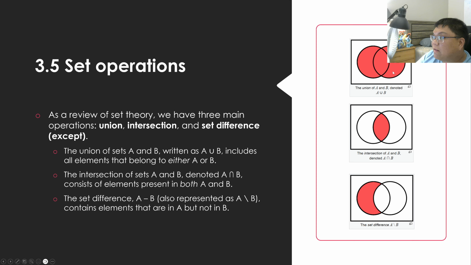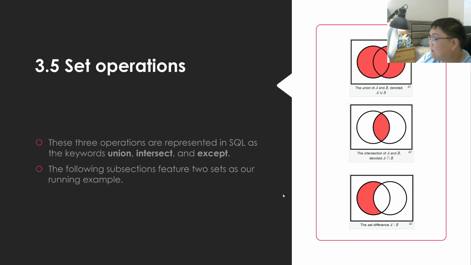Basically, you're talking about the collection of things that would fall under either set A or B. Intersect is the collection of things that fall under sets A and B. And the set difference, A minus B, or also denoted as A backslash B, those are the things that are contained in A but not B. And they all correspond to three keywords in SQL: union, intersect, and except.